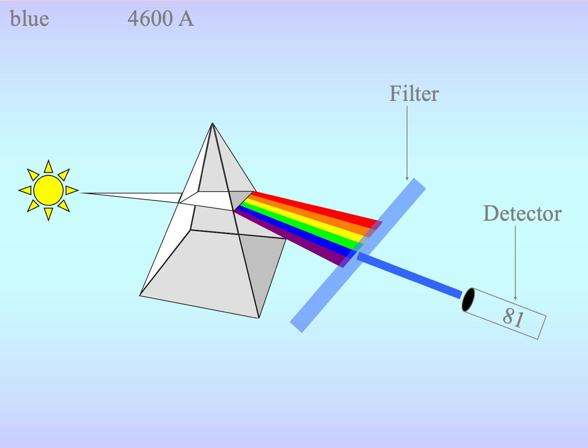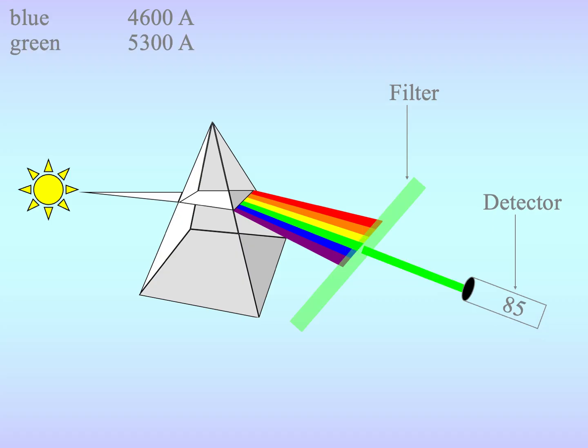When you pass white light through a prism, you get a rainbow. Using a filter, you can separate out different colors of light based on their wavelength. Blue light has a short wavelength, around 4,600 angstroms. An angstrom is 1/10 billionth of a meter. Using a different color filter, you can filter and detect a different type of light.